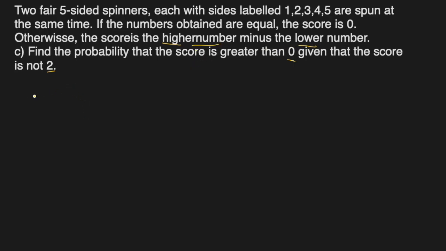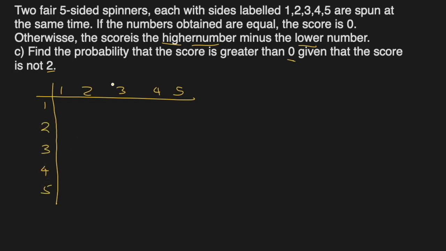So let's form a table and see what we get. Okay, 1, 2, 3, 4, 5 from the first spinner, 1, 2, 3, 4, 5 from the second spinner. When the scores are the same, we get a 0. So 1 and 1, if both of them give you 1, you get a 0. 2 and 2 will give you 0. 3 and 3, 4 and 4, 5 and 5.